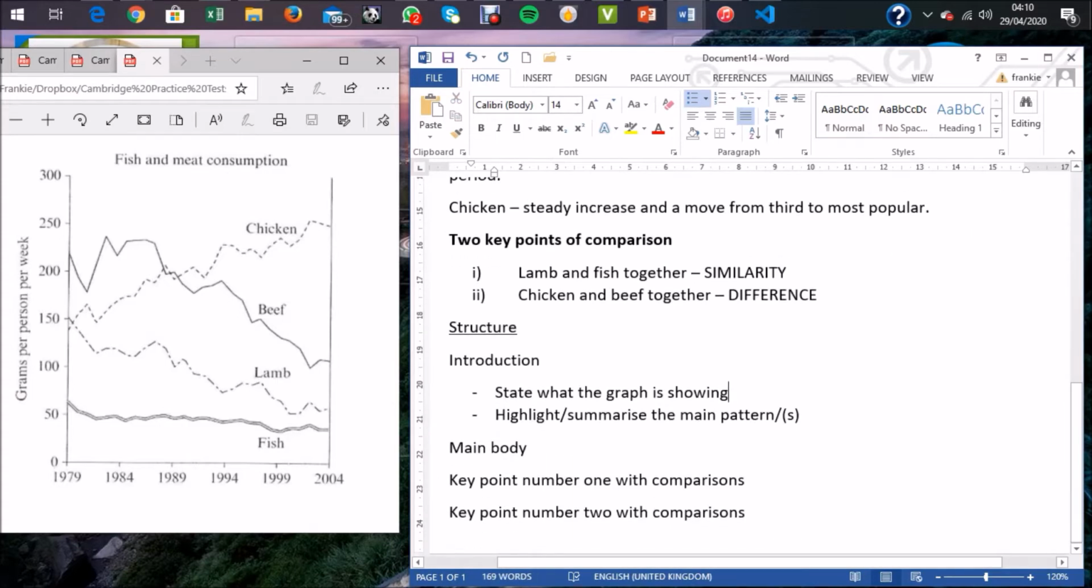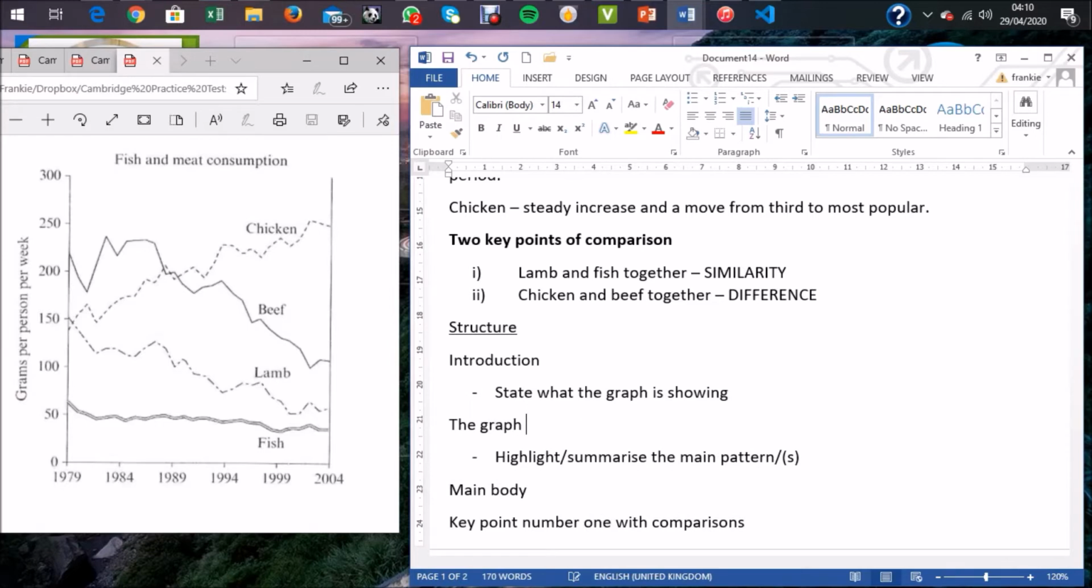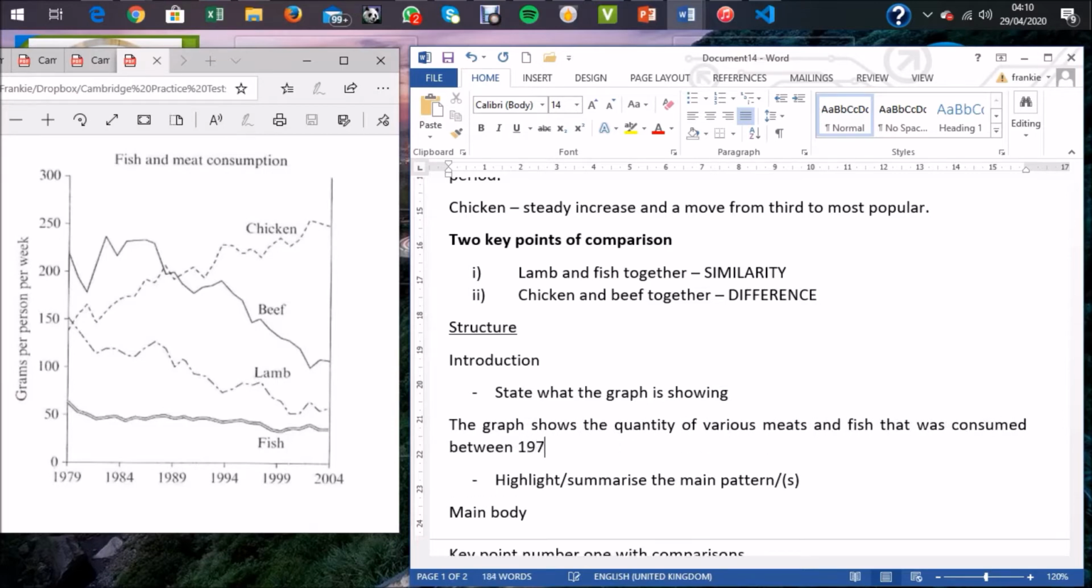Let's have a go at writing the graph description. The graph shows the quantity of various meats and fish that was consumed between 1979 and 2004. Couple of points to notice here, people. One is I have paraphrased the wording in the graph just a little bit and the wording in the question.